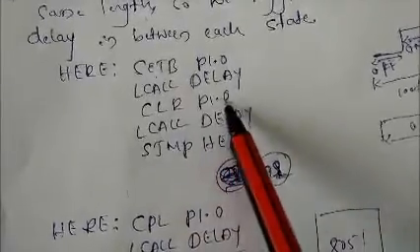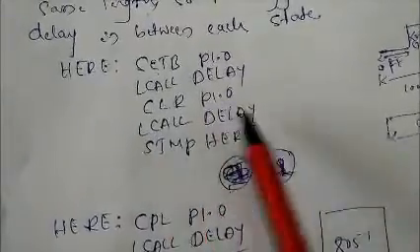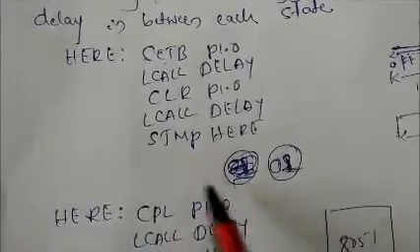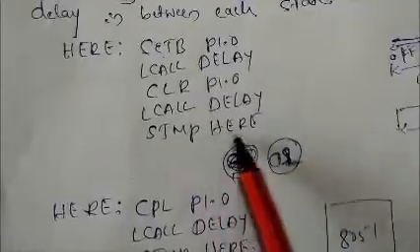Once it completes, again it will come back here. Next one, CLR P1.0. CLR means clear P1.0. Previously I made it 1 for this port, again I am making it logically 0. Again I am going to call LCALL delay, which means again it will execute the delay subroutine. Again it will come back to the LCALL only.